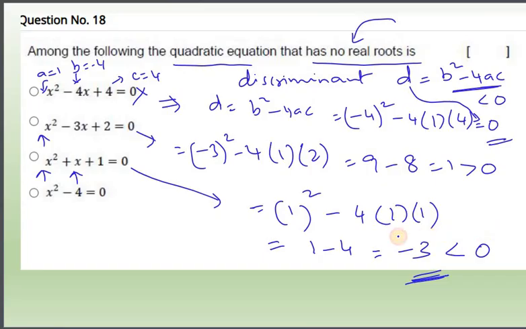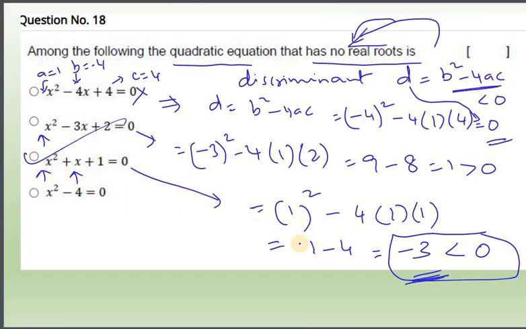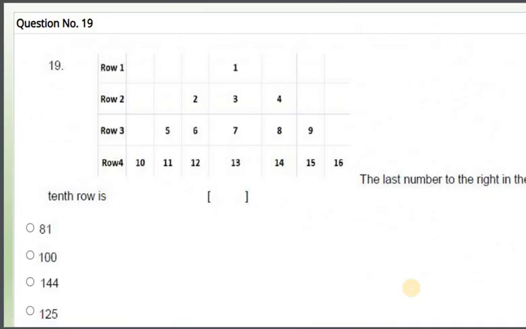So minus 3 is less than 0. D less than 0 means what? This is no real root. So our answer is the third one, x square plus x plus 1. So this is the answer. I have explained in detail so that if you get any question from here, no real roots or equal roots or unequal roots, you should be able to answer. Now we move to the next question.